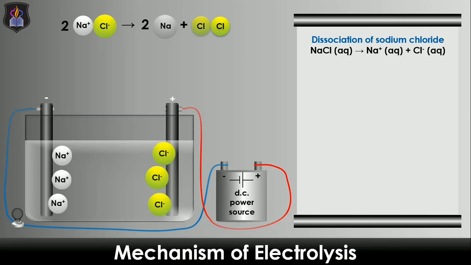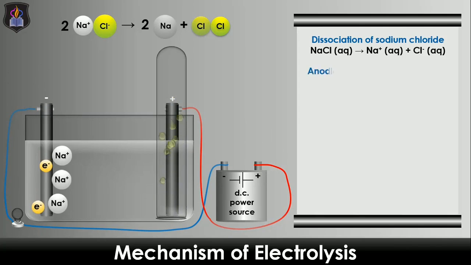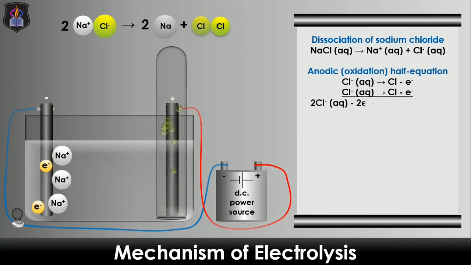At the anode, the chloride ions undergo oxidation by losing one electron each to form chlorine atoms. Two chlorine atoms combine to form a chlorine molecule, liberated at the anode as a greenish yellow gas. The electrons lost flow through the connecting wires from the anode to the cathode and light up the lamp in the process, confirming the electrolyte as a conductor of electricity.